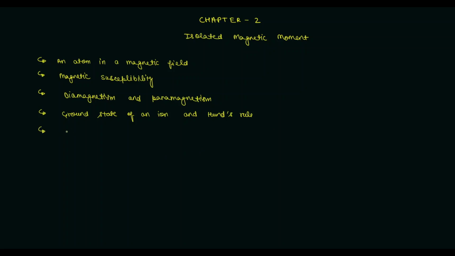Then about the application of paramagnetism in the case of adiabatic demagnetization. Then finally about the nuclear spins and hyperfine structures. So let's begin with the first topic, that is, an atom in a magnetic field.